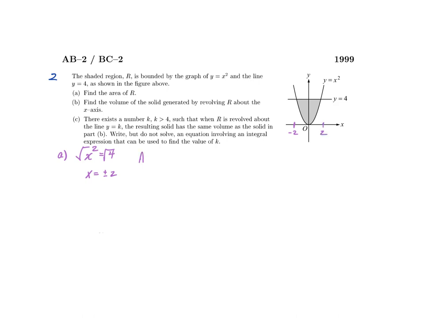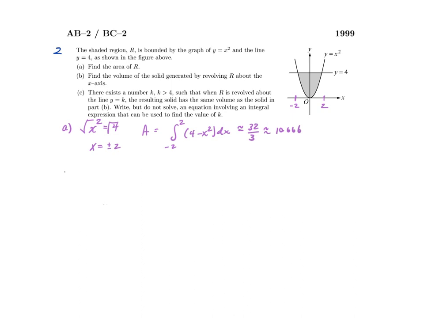So to find the area, we're going to integrate from negative 2 to 2, upper minus lower. So it's 4 minus x squared dx. Again, calculator question, so you could just go ahead and plug this into your calculator. If you did it by integration, you're going to get 32 over 3, which is about 10.666. All right, for part B, find the volume around the x-axis.